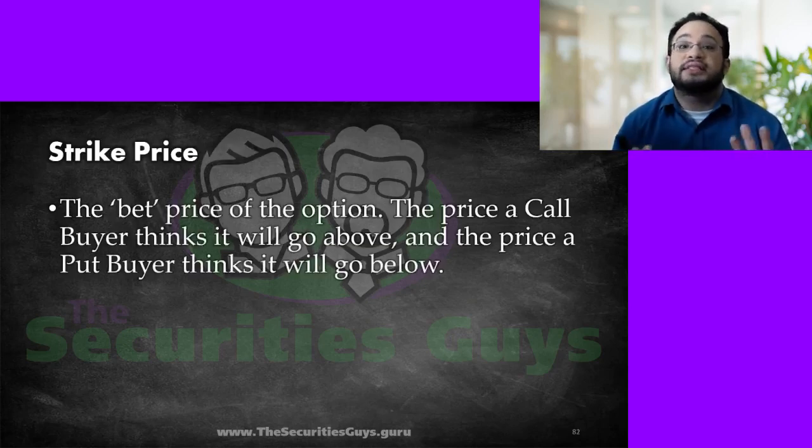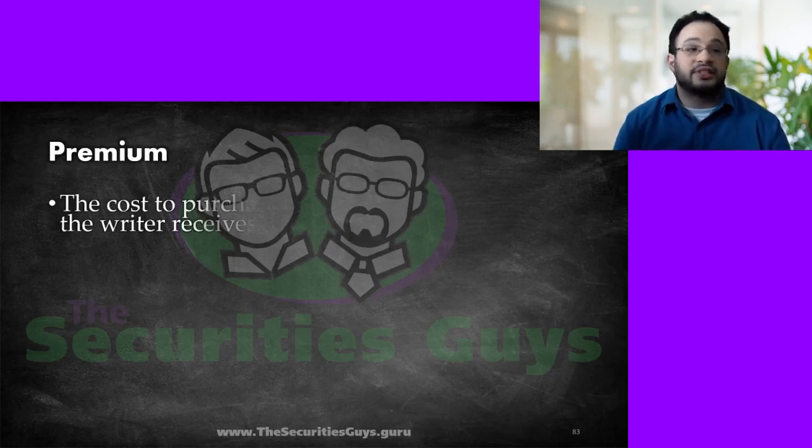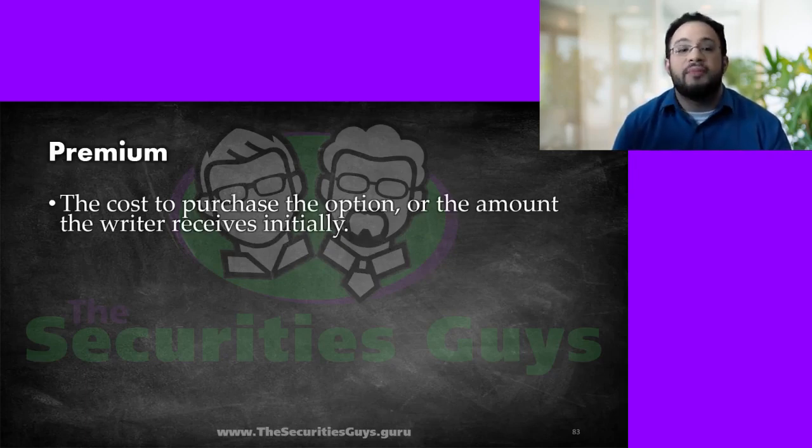The strike price is the bet price of the option. The price a call buyer thinks it will go above, and the price a put buyer thinks it will go below. The premium, as I mentioned, is the cost to purchase the option, or the amount the writer will receive initially. When an option is first purchased, the writer is the one that gets the money. After that, if I sell it, I'm the one that gets the money.